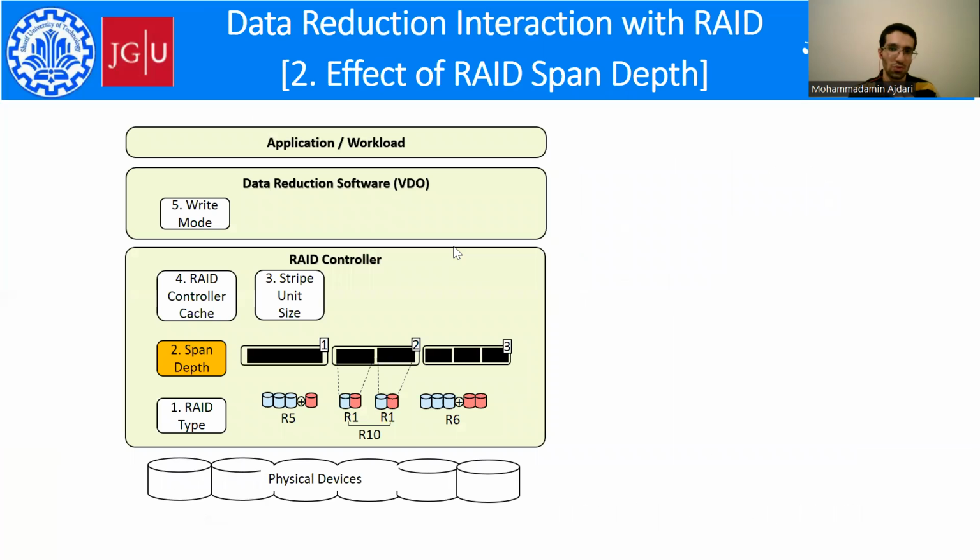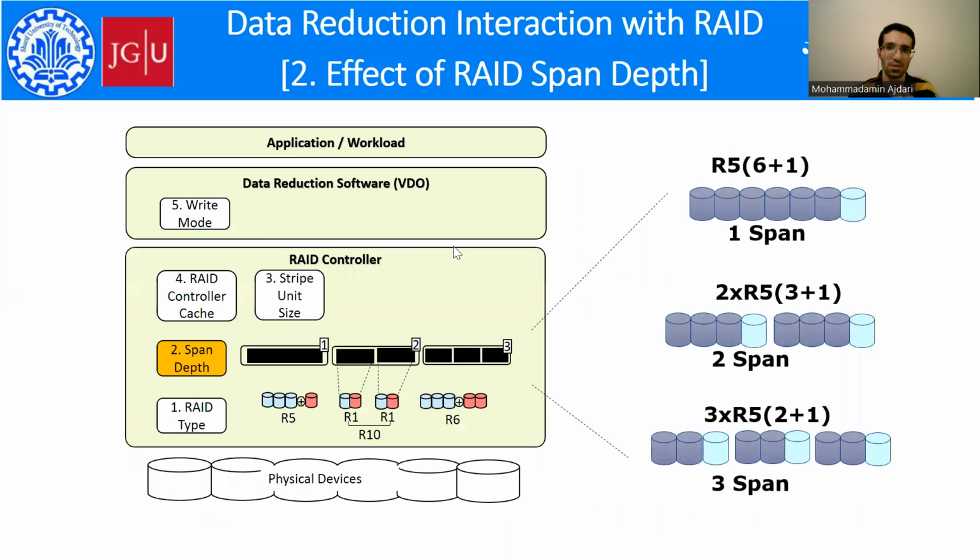As a second design choice, we analyze the effect of RAID span depth on performance. As a reminder, span depth is the number of separate RAID arrays which are aggregated as a larger array. For example, with 6 data disks, we can make an array of RAID 5 with 1 span and 7 total disks. Using the same 6 data disks, we can make a 2-span RAID 5 with each group containing 3 data disks, and even 3 spans with each group containing 2 data disks.